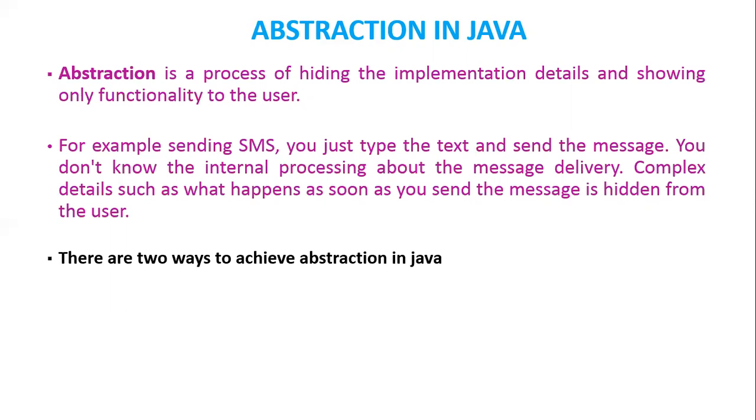There are two ways to achieve abstraction in Java. One is using abstract class, which I discussed in my previous video, and I'll provide a link for that video in the description. The second way to achieve abstraction is using interface. Using interface, we can achieve 100% abstraction. So now let's discuss what an interface is.